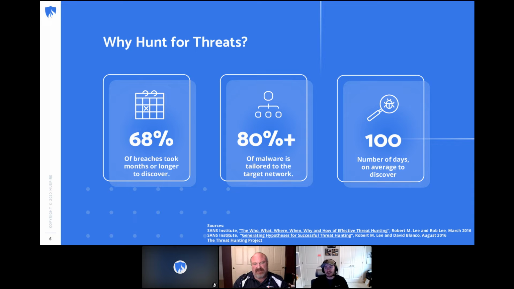Yeah, and on top of that too, I know I said AV a couple times, and a lot of people probably do. They might be running more advanced endpoint protection, but even then, it doesn't really matter what advanced endpoint protection or EDR you have, because it's not going to alert on something legitimate.